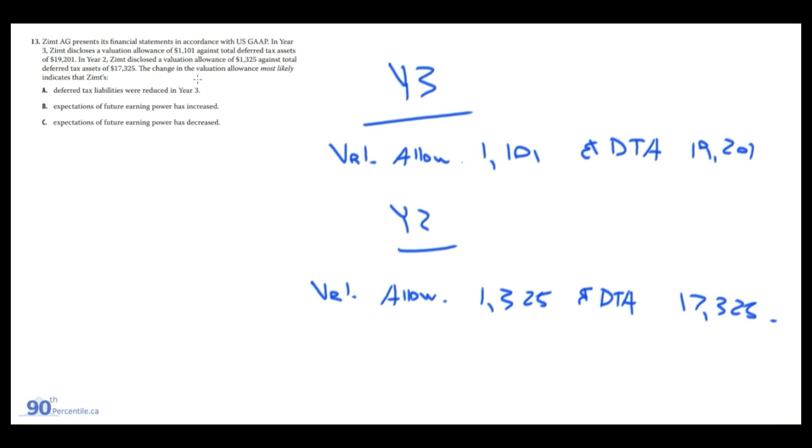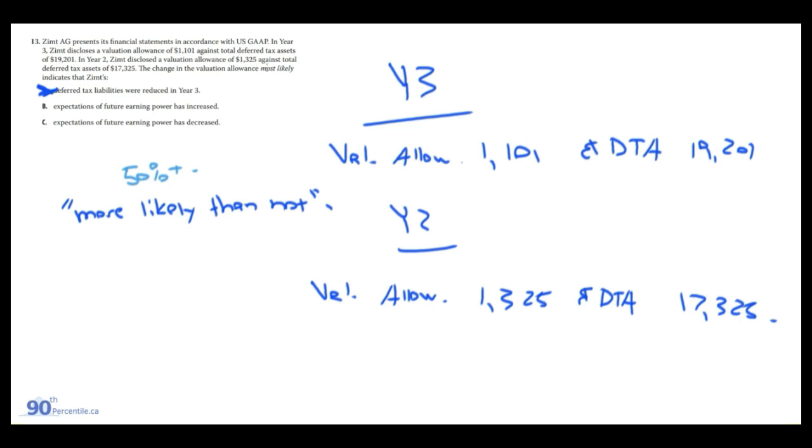So what are we asking? The change in valuation allowance most likely indicates that Zimit's deferred tax liabilities were reduced in year three. No, it has nothing to do with deferred tax liabilities. Or, expectations of future earning power increased or decreased. Okay, so a valuation allowance, I touched on it a bit earlier, is recognized when, and the accounting terminology is, it's more likely than not. We can assume that's 50% or greater than 50%, but this is the official accounting terminology, of course. It's more likely than not that they'll fail to earn sufficient income to offset the deferred tax asset.